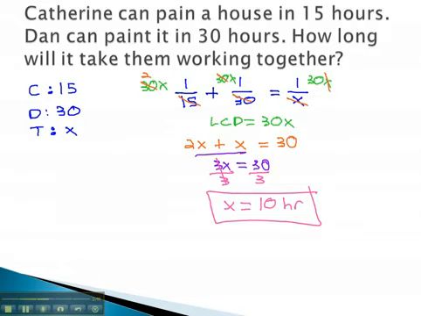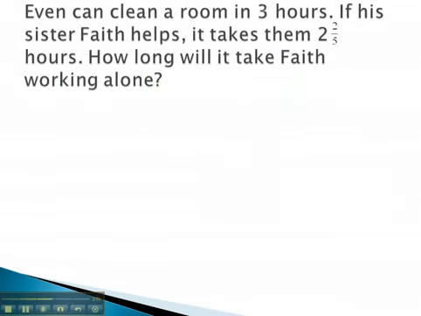Let's take a look at another problem where we're given some information and have to deduce how long it will take the team, or the individuals, to get the job done. In this problem, we see that Evan can clean a room in 3 hours. His sister Faith helps, and as a team, it takes them 2 2/5 hours. We don't know how long it would take Faith alone. And also, we've got the problem that the teamwork time is a mixed number.